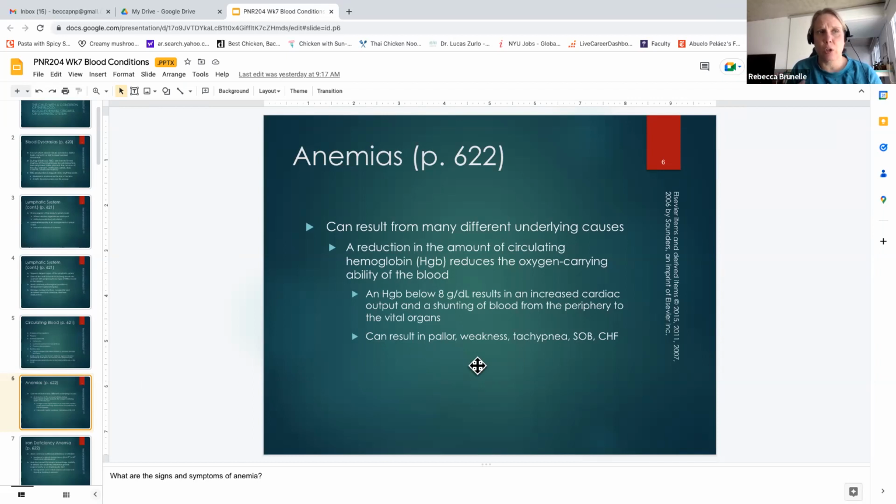Why do you think having a low oxygen carrying capacity would cause you to develop congestive heart failure or shortness of breath? Not enough oxygen getting to the heart. Yeah, you guys are 100%, you're on it today. So right, if you don't have enough oxygen, you need oxygen for your heart, very good.